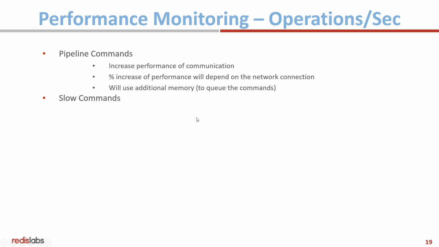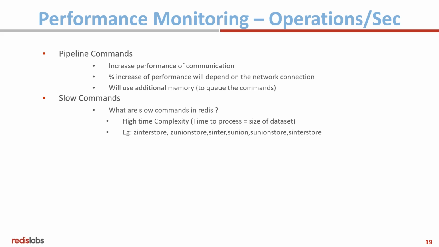The next one is the slow commands. Slowlog in Redis is one of the best tools, right, for debugging and tracing your Redis database. So what are slow commands? These are commands that have a high level of time complexity, right? The larger the data set size, the longer it takes to process them. Some examples are zinterstore, zunionstore, sinter, sunionstore, all of these different commands. You can look this up. As the complexity of a particular operation grows, and the more data you're storing in these sorted sets or sets, the longer it's going to take.